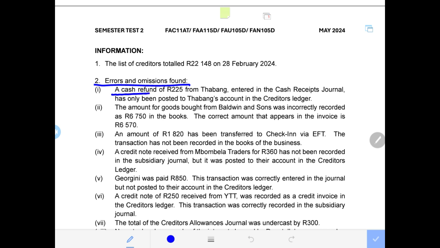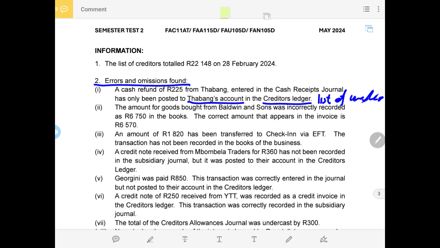It says a cash refund of 225 Rand from Tabang entered in the cash receipt journal has only been posted in Tabang's account in the creditors ledger. The minute something is posted in the account of the creditor, which in this case is the creditors ledger, that means it was recorded in the list of creditors. So our list of creditors were recorded correctly. So we are only dealing now with the creditors control where this refund was not recorded.